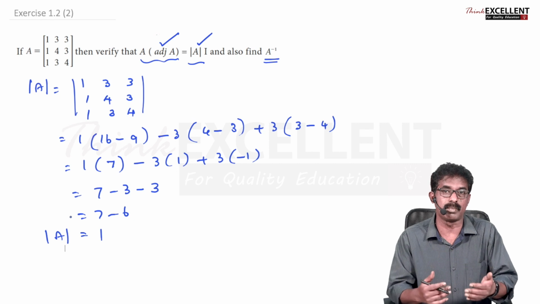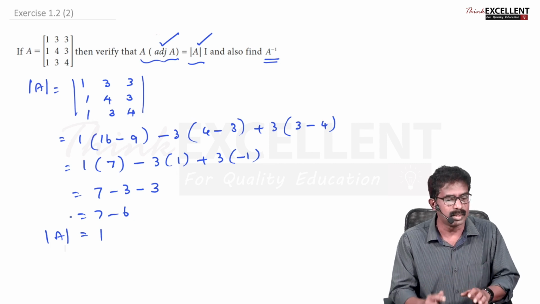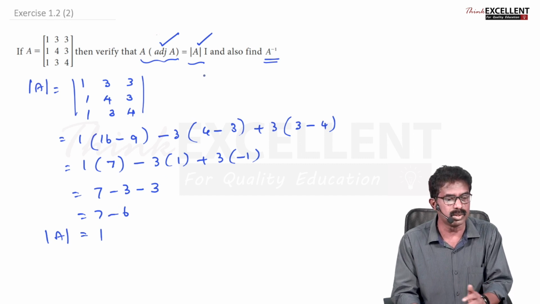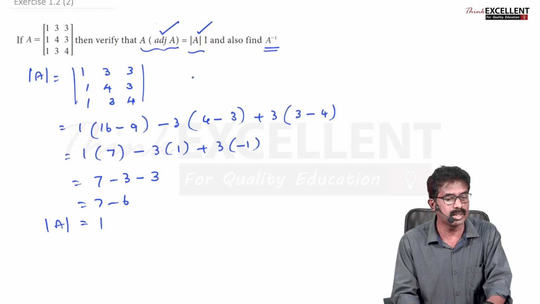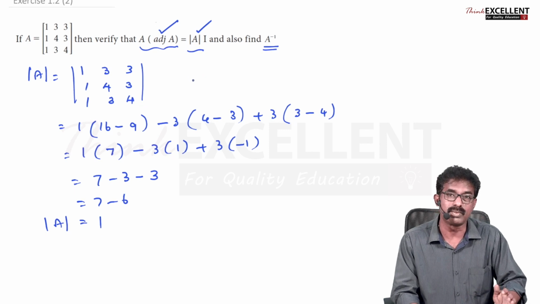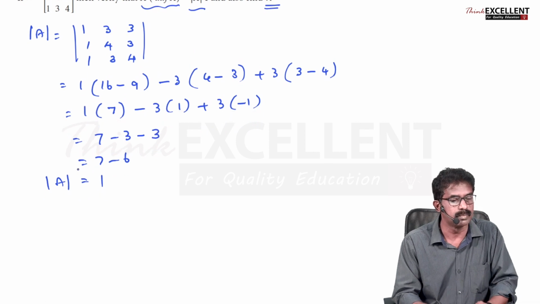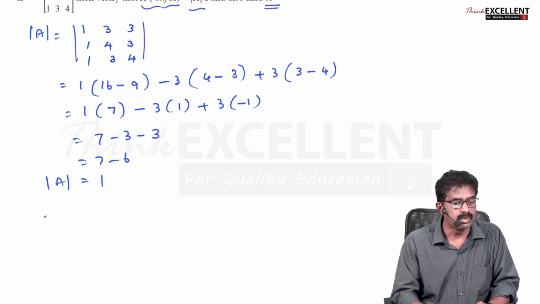So 1 by determinant A, 1 by 1 only, so that becomes 1, right? So determinant A got it. Determinant A into I, that you will get 1 0 0 1 only, right? Now A into adjoint A. For that you have to find all the cofactors, right? You know how to find cofactors.